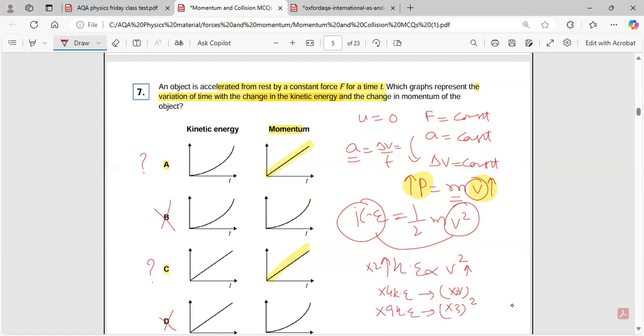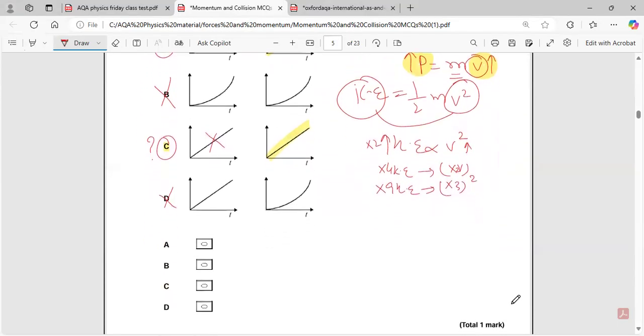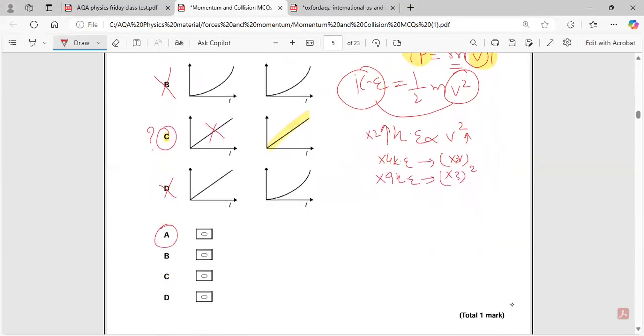It means that both are directly proportional, but kinetic energy increases more. So here, in C, kinetic energy and time increase in the same way. So this is not the answer. Here, the kinetic energy is increasing more. So that's why our option is A over here. So A is our option.